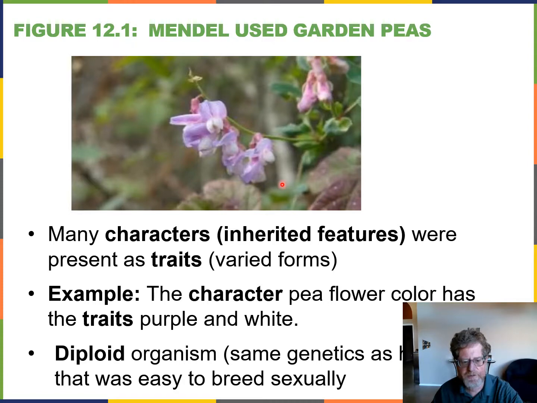He looked at a number of different characters or inherited features in peas, and he only picked characters that were present as two traits, two varied forms. So pea flowers were either purple or white. If the character was found having more than two traits, he said, oh, that's too complicated. I'm not going to study that particular character.